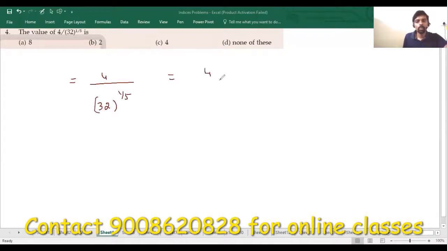So 4 upon 32. Again, 32 can be written as 2 to the power 5, correct? So 2 raised to the power 5 whole to the power 1 by 5. So here 5 and 5 will get cancelled. So 4 upon 2 power 1 is 2. So 4 by 2. Guys, how much is 4 by 2? 4 by 2 is 2. Option B.